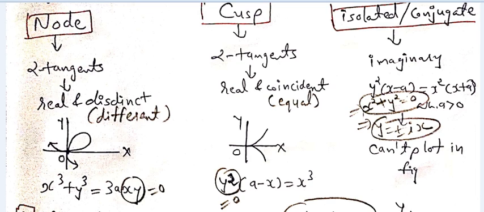And in isolated or conjugate, you will get imaginary tangents. For this example, if you equate the lowest degree term equal to 0, you will get imaginary tangents, and it can't be plotted in 2D. So for example, you can check this.